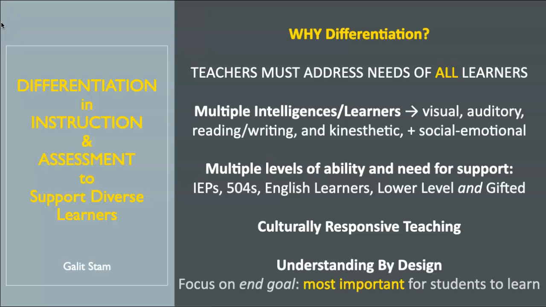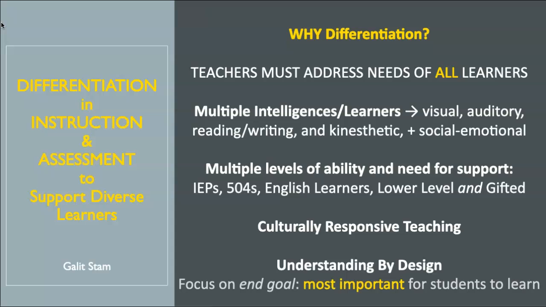Hi everyone, this is a little presentation on differentiation in instruction and assessment, and the goal is to support all of our diverse learners. So why differentiation? Because teachers must address the needs of all our learners. And we know through Howard Gardner that our multiple intelligences are many, and we have multiple types of learners as well. The main ones are visual, auditory, reading, writing, and kinesthetic, plus social and emotional intelligences. And we need to focus on the idea that everybody has some of these, and some are stronger than others.